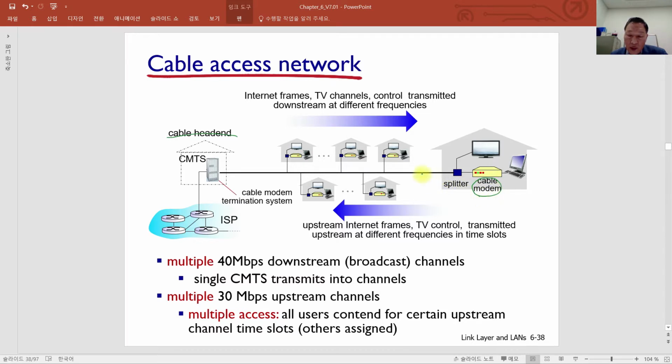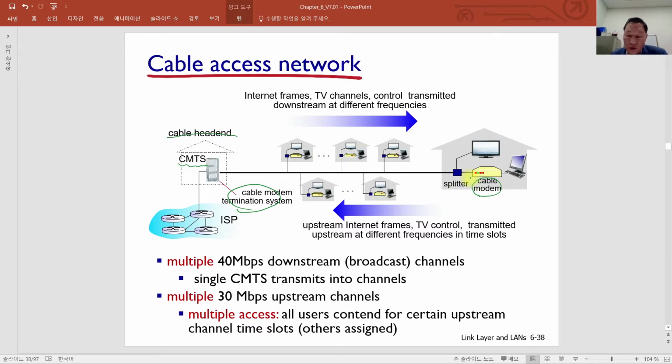and this one is a single coaxial cable, and many households are sharing this single cable. This is the coaxial cable, and here this one is the cable modem termination system, CMTS. Initially, the cable TV business was based on this coaxial cable and this house without this one.